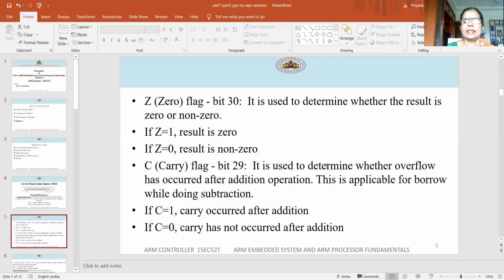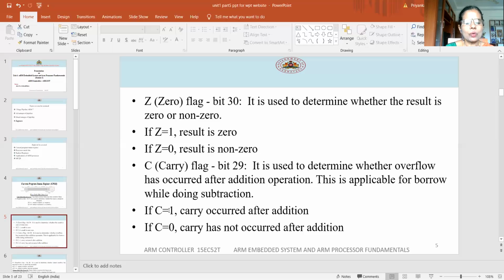Bit 29 is the carry flag. It is used to determine whether a carry has occurred after an addition or subtraction operation. So this is applicable for borrow while doing the subtraction. There is no borrow flag in CPSR, only the carry flag. For addition, it determines whether the carry has occurred or not. But in subtraction, the same carry bit is applicable for borrow also. So there is no specific flag like borrow. The same carry flag indicates whether the borrow has occurred or not in the subtraction.